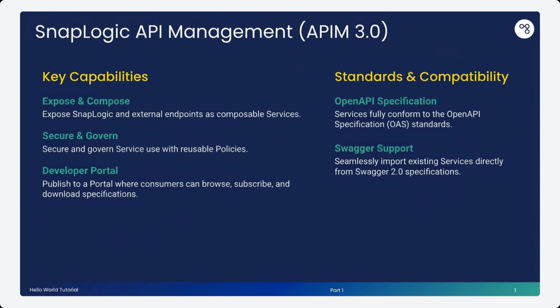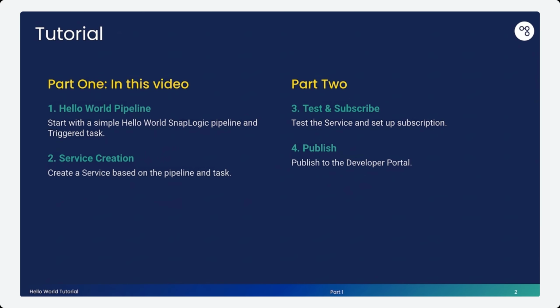API Management exposes SnapLogic and external endpoints as composable services. You can secure and govern them with reusable policies and publish them to a developer portal. APIM 3.0 conforms to the OpenAPI specification and allows you to import services from Swagger 2.0 specifications. In this video, we'll start with a simple pipeline and triggered task and create a service. In Part 2, we'll see how to test the service, set up subscriptions, and publish.